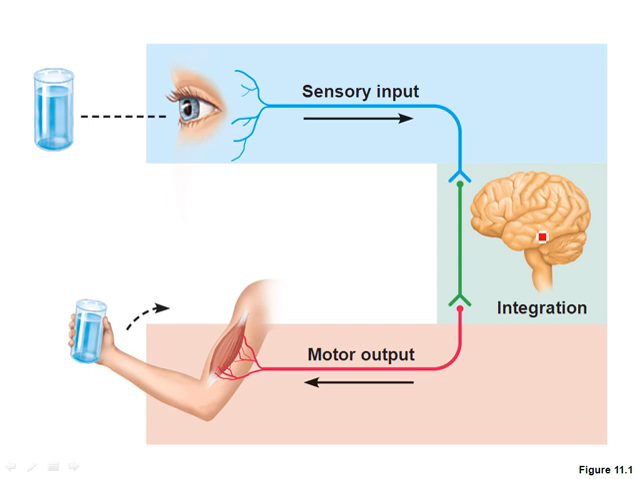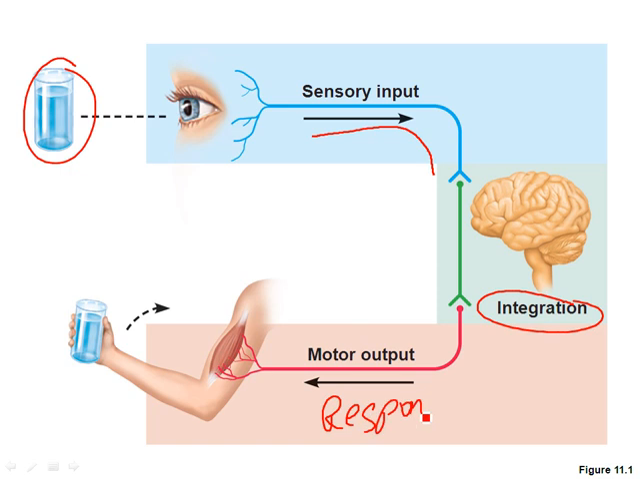Okay, so let's remember, what are we trying to do here? We're thirsty, okay? We have sensory input. We see the glass of water. We have a signal that goes to our brain, sensory input through a neuron to our brain. Our brain says, hey, I recognize that. That's water, and I happen to be thirsty. I'm going to tell my arm to go pick up that water so I can drink it. So you send out motor output, a response, to pick up the water. That motor output goes to the muscle, causes the muscle to contract. You pick up the water, you drink it. So you have sensory input, integration, and motor output, or your response.